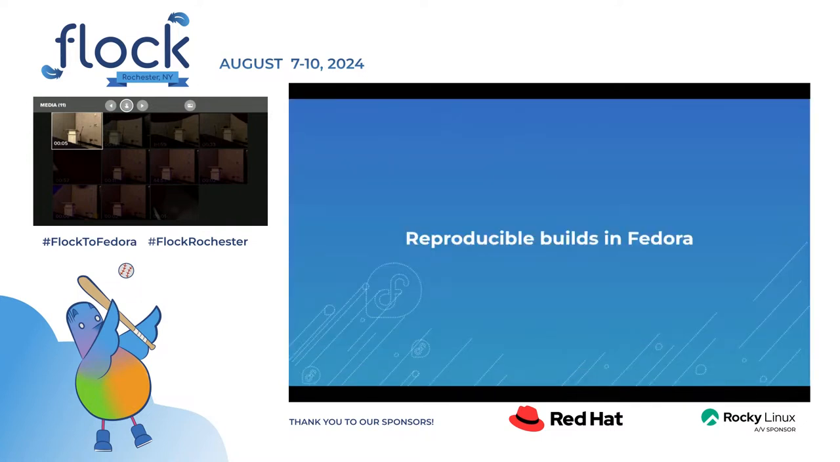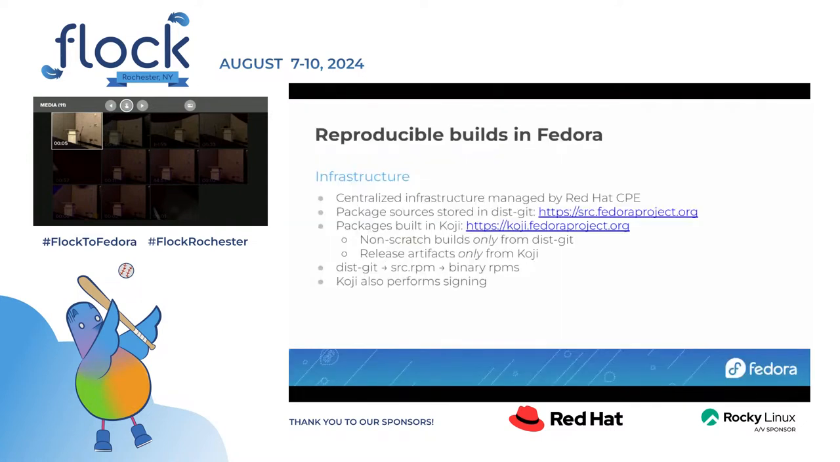Okay, let's talk about Fedora now. Fedora is interesting. You all know about this, so we'll go over it quickly. Fedora is built from centralized infrastructure that is managed by the CPE team within Red Hat. All of the package sources are stored in a single forge, in repositories within a single forge, which is git dot source dot fedoraproject.org. All of the packages that become part of our release are built in the same build system.